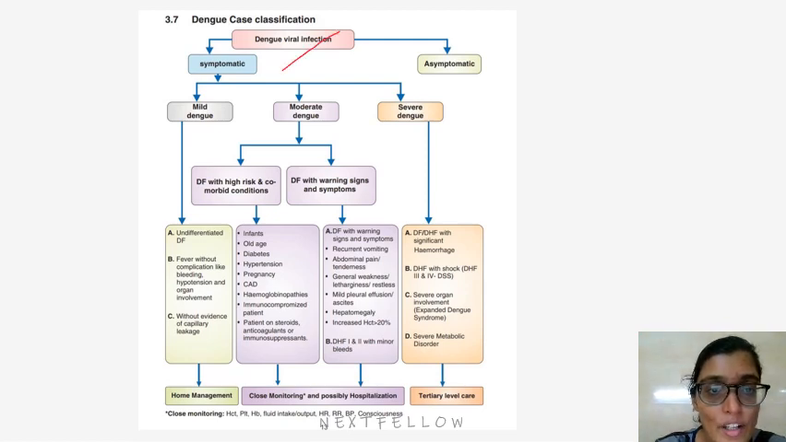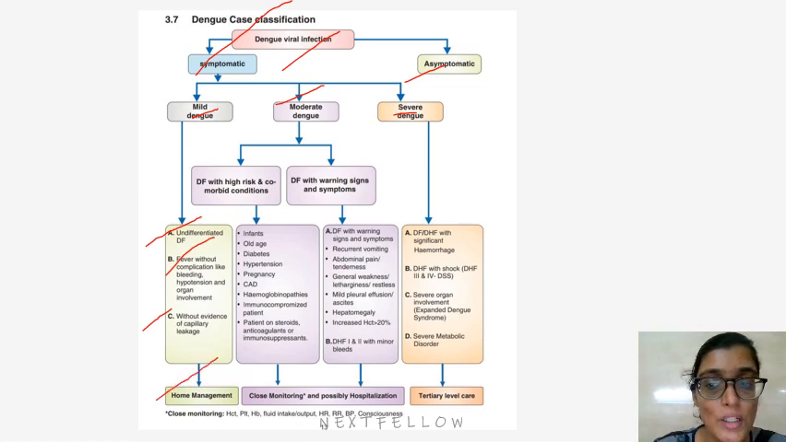So dengue viral infection can be asymptomatic and symptomatic. Symptomatic is classified into mild dengue, moderate dengue and severe dengue. So mild dengue is undifferentiated fever, fever without complications like bleeding, hypotension or organ involvement, or without evidence of capillary leakage is classified as mild dengue. So there is home management for mild dengue.